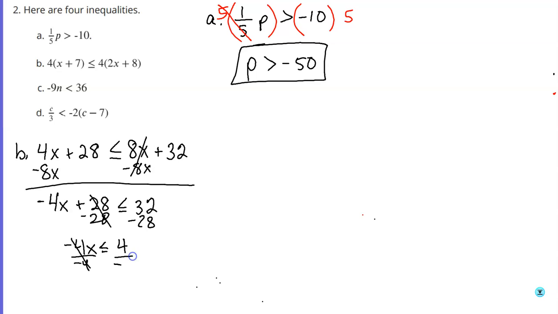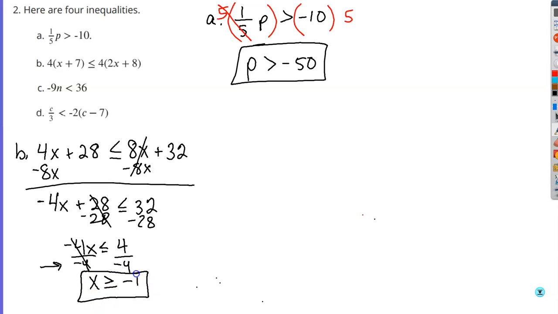Divide by negative 4 on both sides. Now, because this was negative, I'm going to flip that inequality. This becomes x, and then 4 divided by negative 4, careful, positive divided by negative is negative, and it's negative 1.